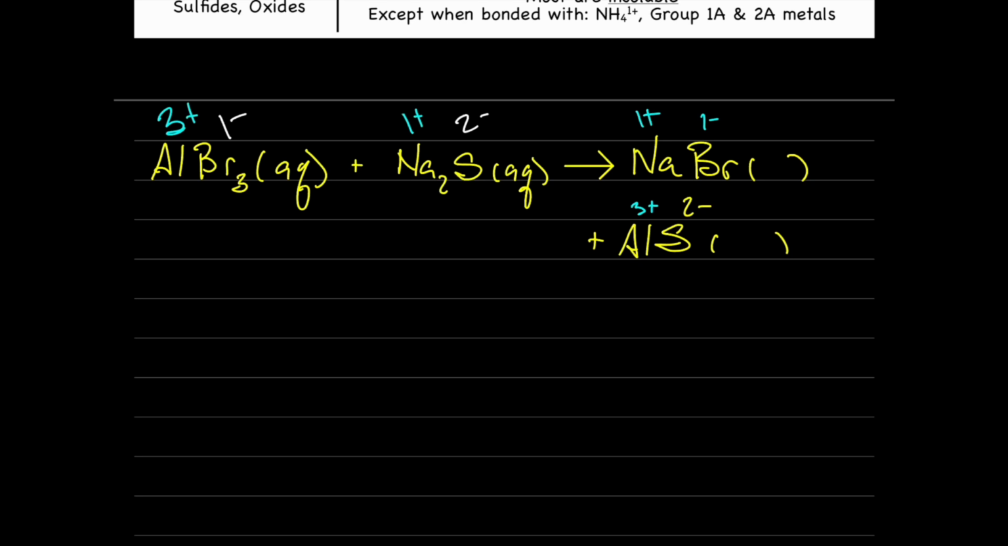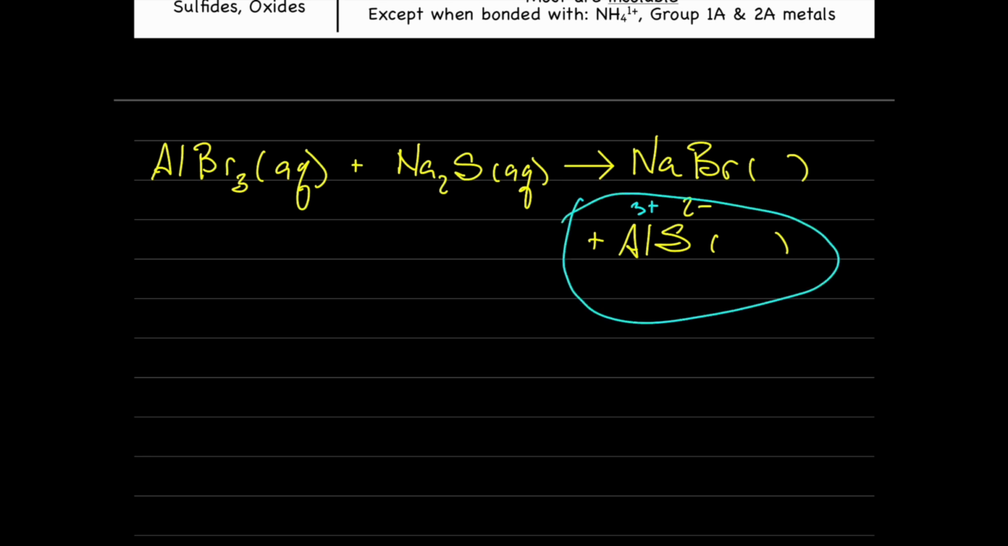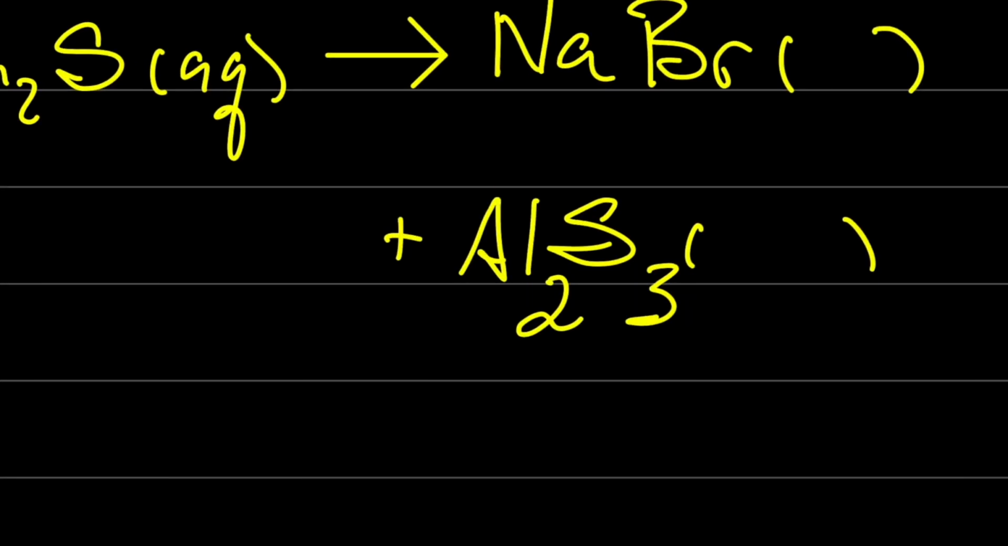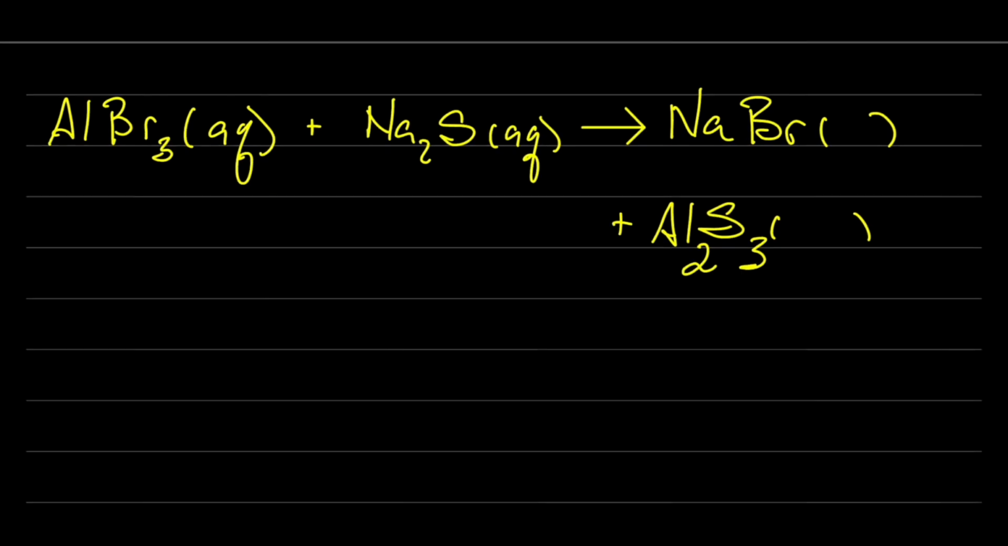We now need to make sure that our charges are all neutral on our ionic compounds. If we look at the NaBr, we have a 1+ and a 1-, so those are neutral. And then we have our AlS. We have a 3+ and a 2-. Those are not neutral. So we need 2 aluminums and 3 sulfurs. That will neutralize those charges.